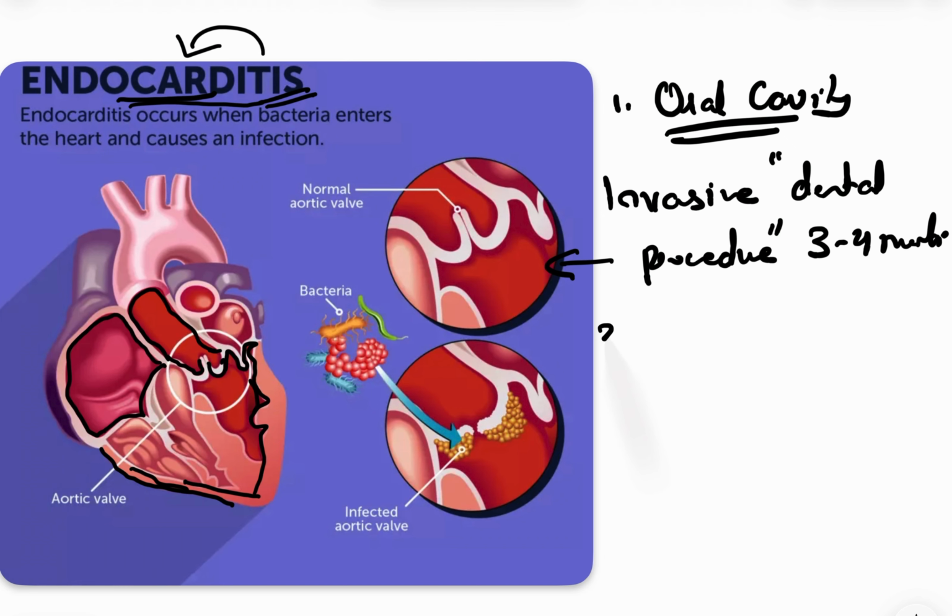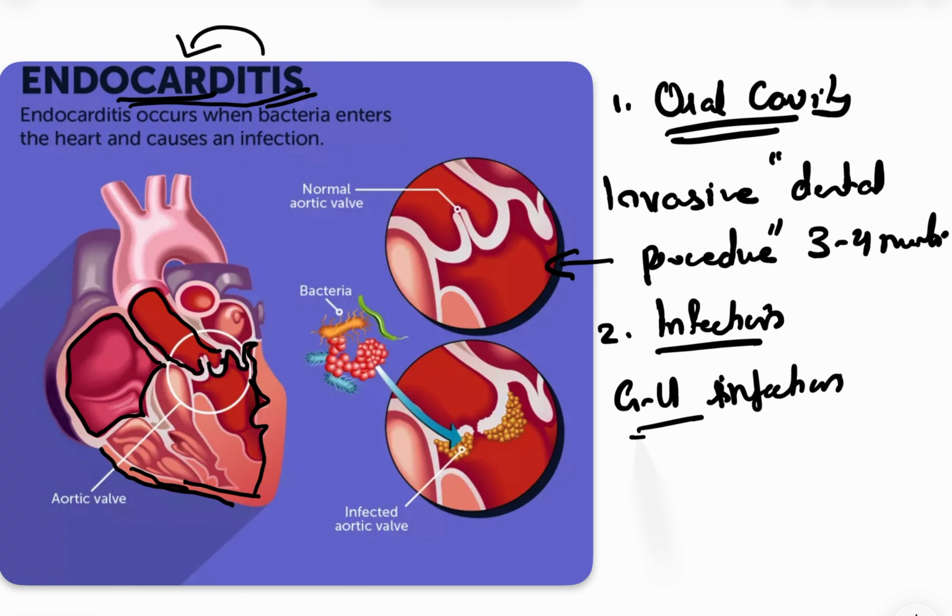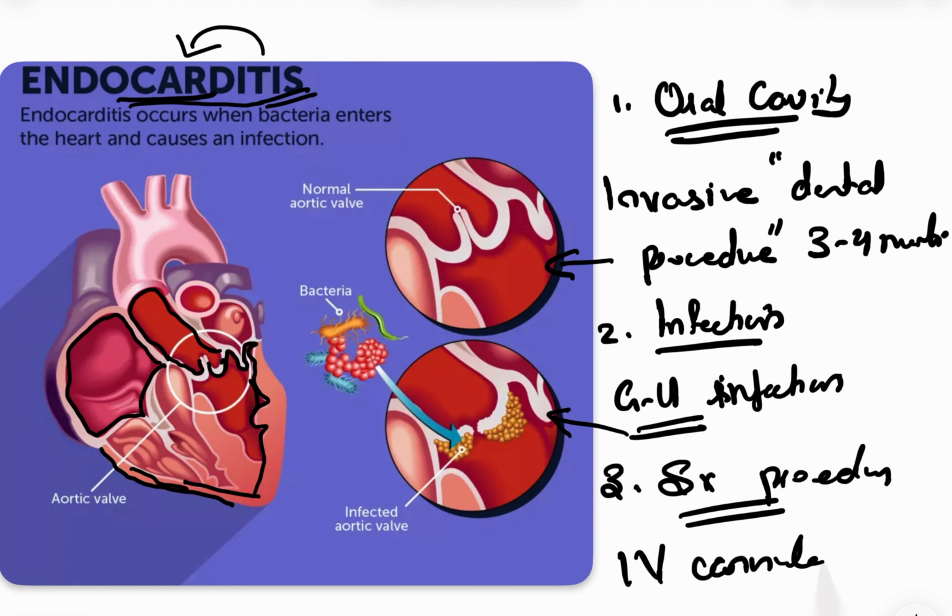The second thing can be infection, for example a genitourinary infection. If the patient has a genitourinary infection and it spreads into the blood, it can reach the endocardium of the patient. And the third reason can be surgical procedures. Surgical procedures means any invasive procedures like application of a prosthetic valve or an artificial pacemaker, or the same thing, IV cannulation for a prolonged period. If the same IV cannula is kept for more than 72 hours or 3 days, that can also result in endocarditis of the patient.